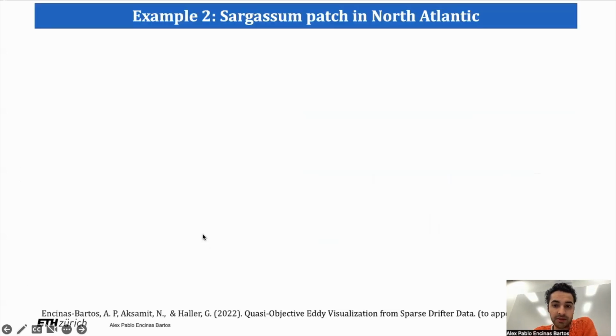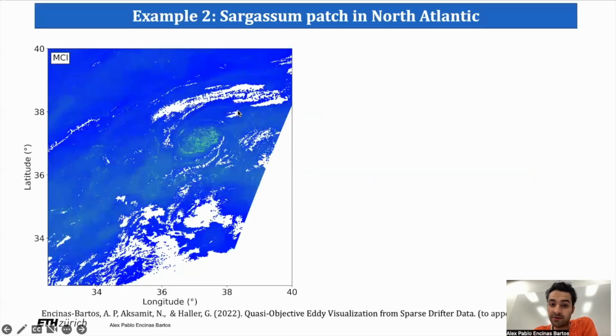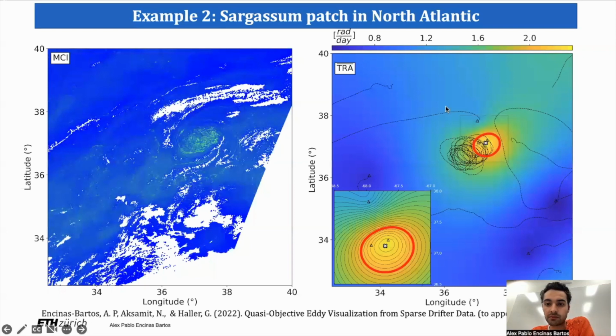The second example we consider is simply the Sargassum patch in the North Atlantic. So we take again the picture from the initial slide where you observe this highly concentrated Sargassum patch here, which you would think of as an eddy, or which clearly indicates the presence of an eddy. And then what we did is we applied the TRA. So we did exactly the same procedure, but this time not to GLAD drifters, but to the GDP drifters, so to drifters from the Global Drifter Program. And you can see the setting here is much, much sparser.